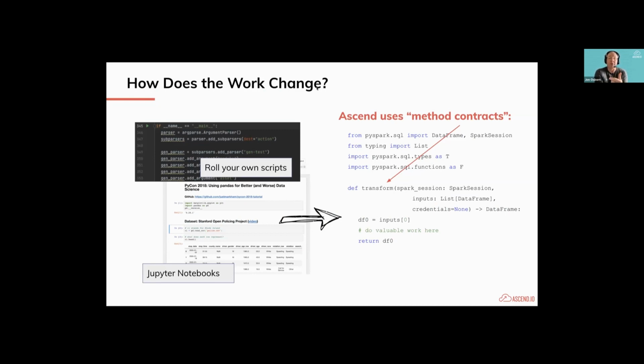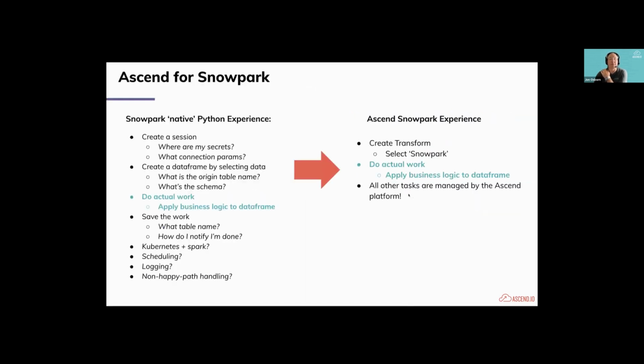You get a list of input data frames, so if you have a bunch of data that's coming in, you also get that. And then you get credentials, because maybe you have to reach out to do certain things with certain credentials, so you get a list of credentials. With this method contract, we can return a data frame, which ends up being a table. Ascend is going to wrap a whole bunch of this work into a method signature that you'll get to put together using Snowpark as a language.